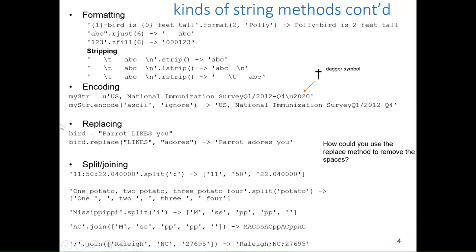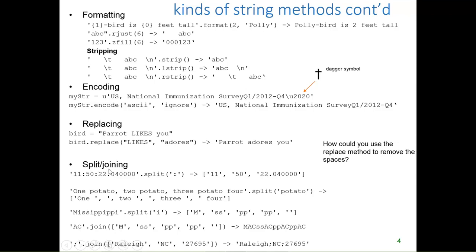Next, replacing. We went over this before. Let's just remind you that you say object.replace, the part of the substring that you want to replace, and the one that you want to substitute in. So in this case, we start with Parrot likes you and end up with Parrot adores you. Food for thought, how could you use the replace method to remove any spaces? If you're not sure, start a discussion on the message board.